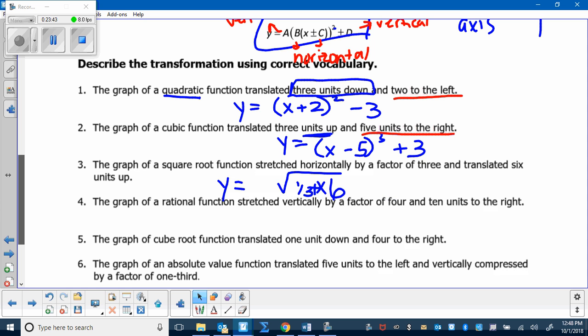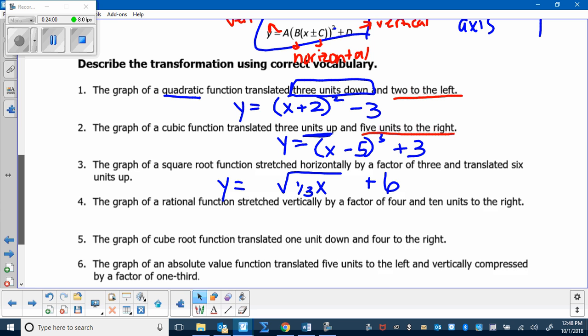If you put your plus 6 underneath the square root, that's like being inside the parentheses. That's going to be horizontal, and it's going to change to a minus sign. So it's actually going to move left 6. That's not what we want. We want it to be up 6. So it's got to stay outside the square root at the back.